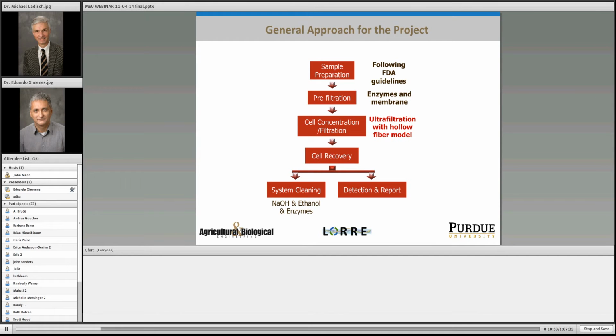either for using more common procedures or procedures such as selective media, other methods more related to fast detection methods. Then after we collect the sample, we start the cleaning of the system, so that not only the cleaning but the sterilization of the system, so the instrument can be used again for a second round of analysis.